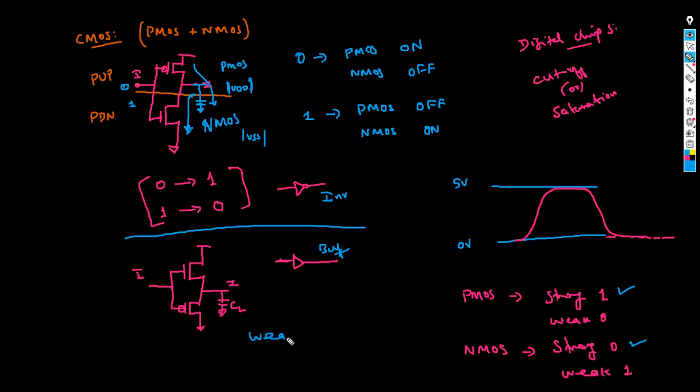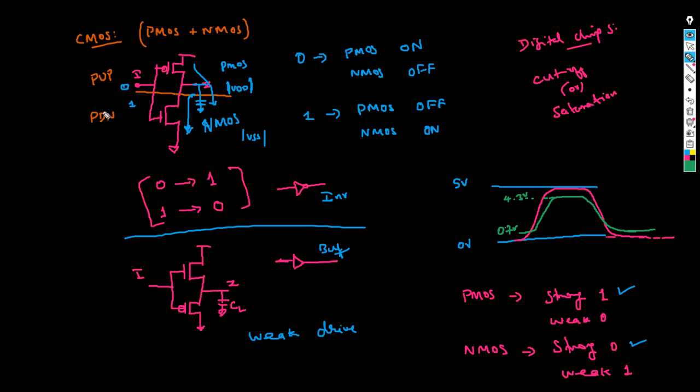This is a weak drive. So your output waveform will not go the full swing. It stops at 0.7 volt, and at the top it stops at 4.3 volt. So this is a buffer, but we don't prefer using this buffer in our design. We don't prefer swapping PMOS with NMOS.